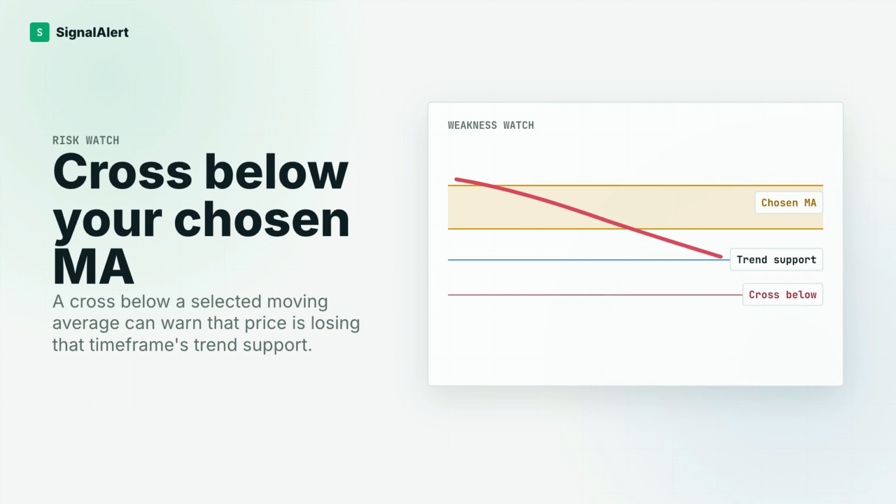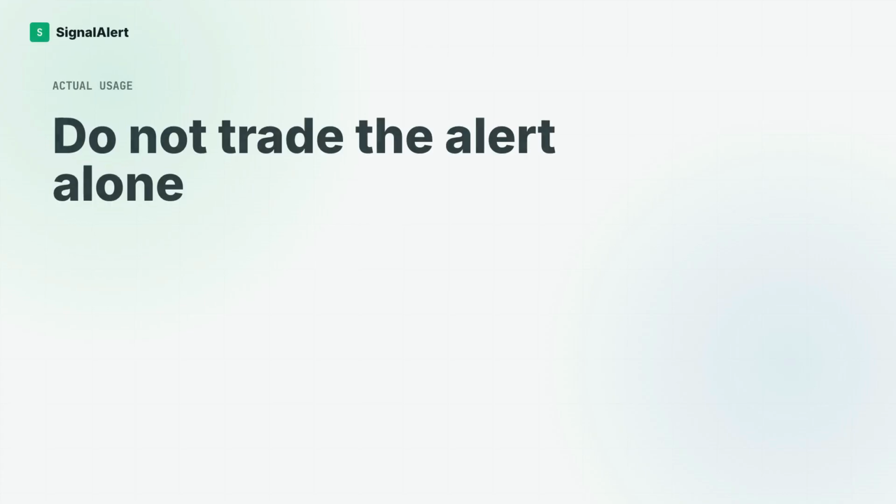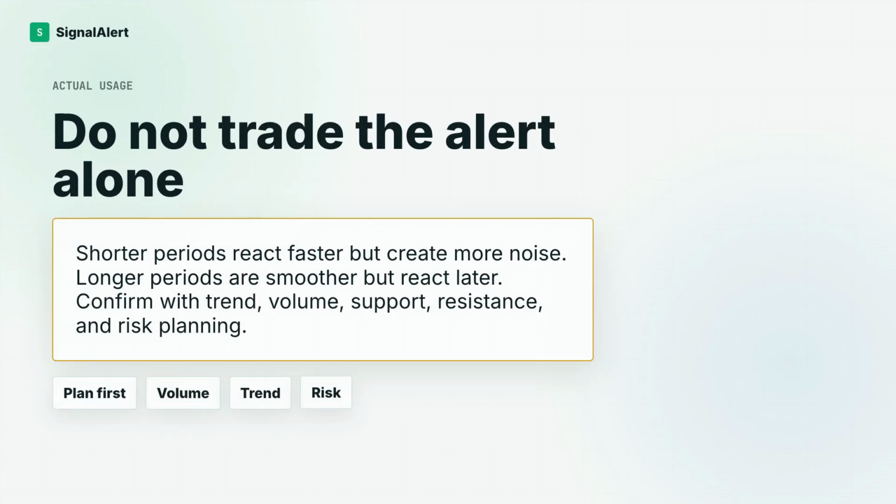Here is a simple example. Imagine price crosses above a 20-period average after a pullback. That may be useful for a shorter-term strength watch. But the same stock might still be below a 100-period average, which means the bigger trend is not fully repaired. Both can be true at the same time. That is why custom settings need context.